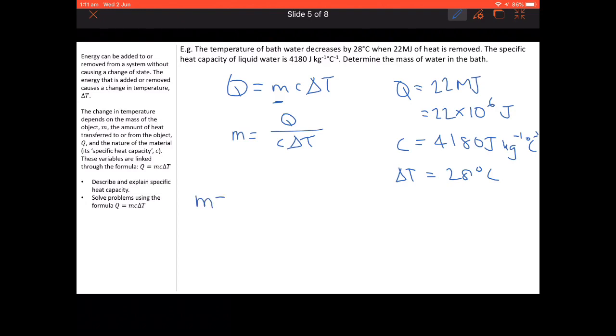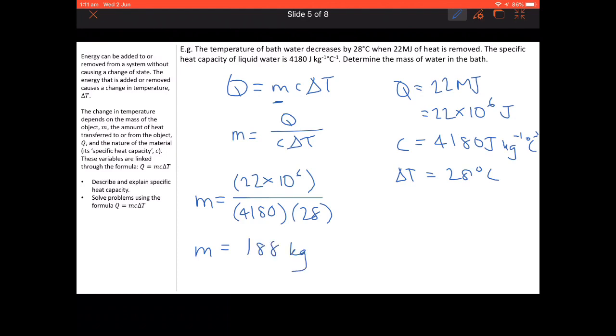Popping all of that into your equation, you'll get 22 × 10^6 joules of heat on top, and then 4,180 joules per kilo per Celsius and 28 degrees on the bottom. Popping all of this into a calculator will give you 188 kilos. So there's 188 kilos of water in the bath.